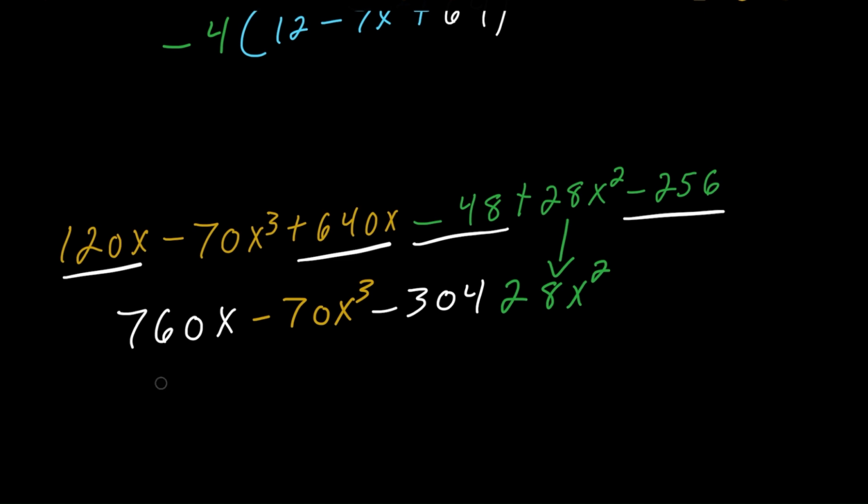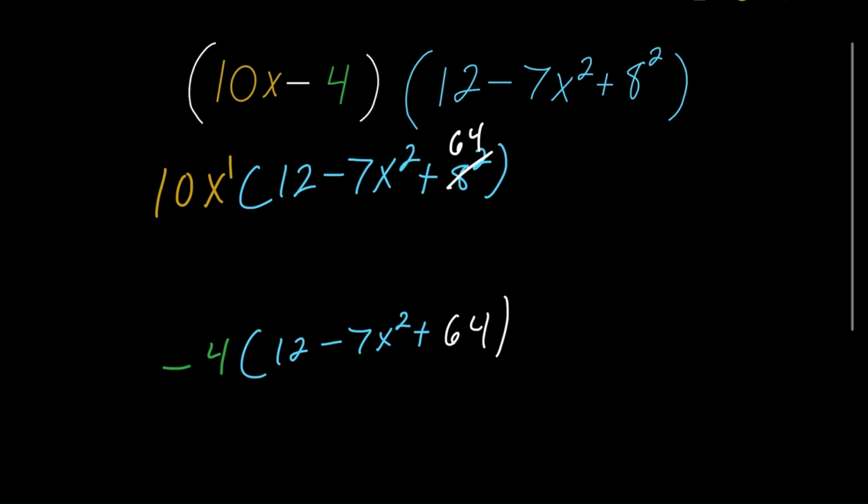Now we have our answer. 760x minus 70x to the third power minus 304 plus 28x squared. I need to include that plus when we drop down this number. So plus 28x squared. Very well. Now we have our answer. This is our answer for 10x minus 4 times 12 minus 7x squared plus 8 squared.